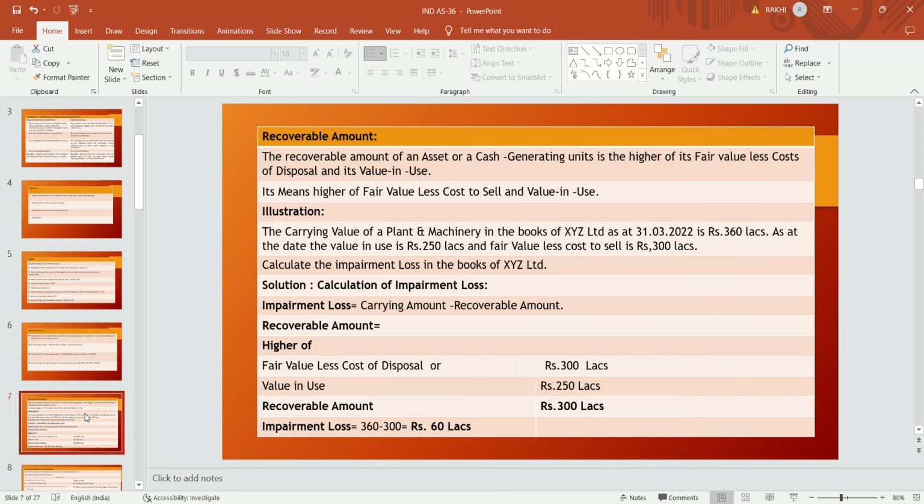The higher of the two. So we will consider the fair value less cost to sell, that is 300 lakhs. That is the recoverable amount, and then we will take the carrying amount of 360 lakhs. The carrying amount minus the recoverable amount is 60 lakhs. As the recoverable amount is less than the carrying amount, there is an impairment loss. So the impairment loss is 60 lakhs, and the 60 lakhs is to be charged to P&L as impairment.